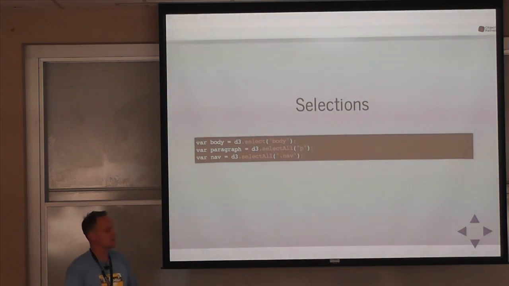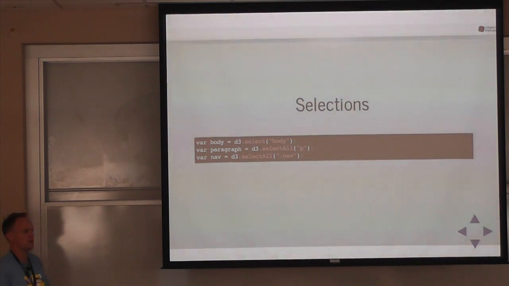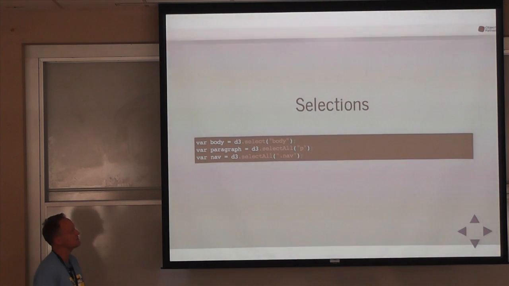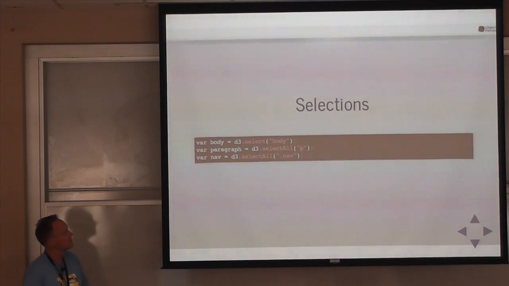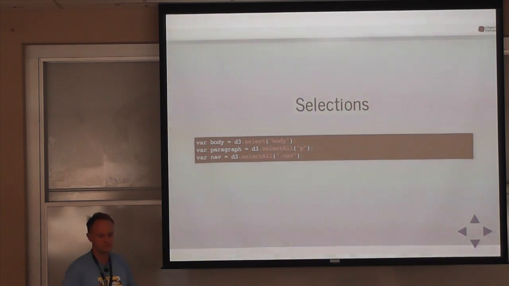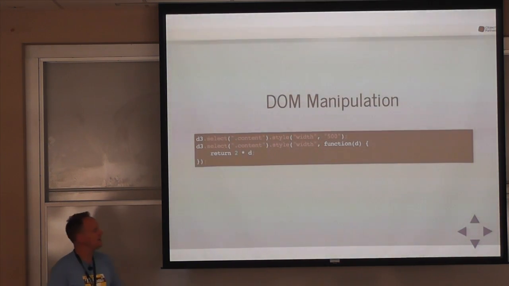So start with selections. This is using D3 to select some part of the DOM. This should look familiar to everybody. This is your standard CSS selectors, familiar if you use jQuery or anything else. First one, we're just going to grab the body. The second one, we're grabbing a collection of all the paragraphs. And then the last one is we're grabbing the nav.